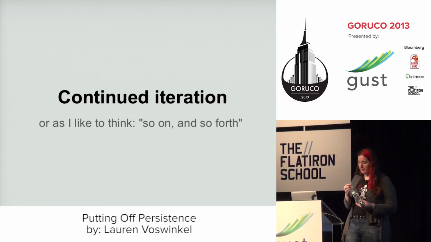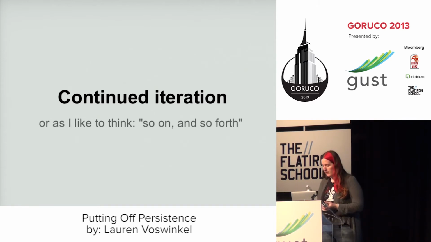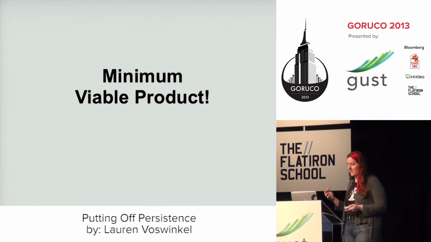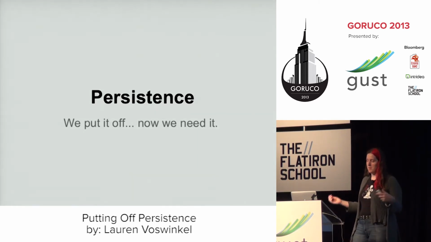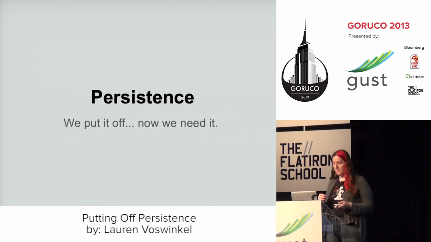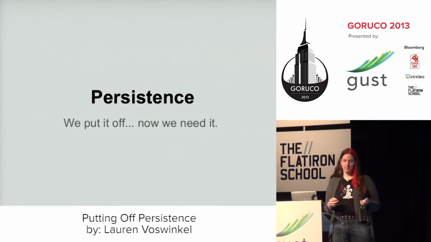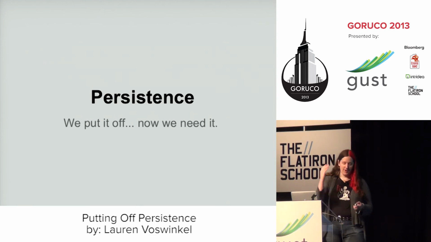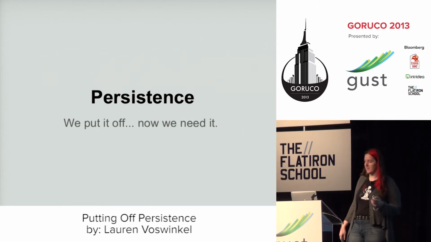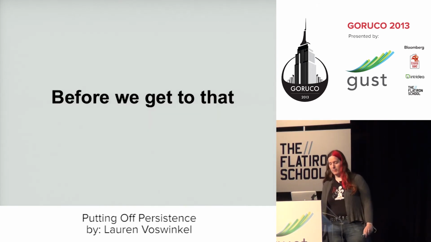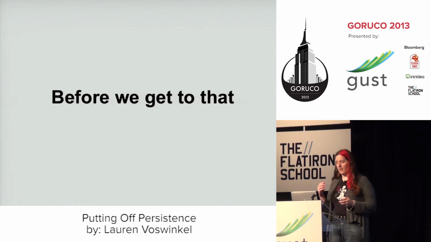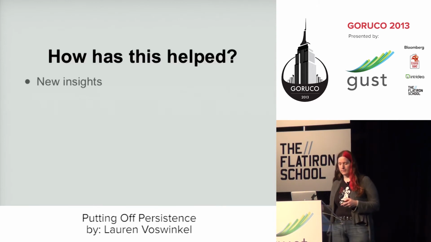So eventually, as we continue to do this, we get to a minimum viable product. And at this point, we've put off persistence, but now we need it. So it was fun, but our users are going to want to come back and see stuff that they did before, rather than just have everything that they wanted to save get destroyed when the process kills itself. That would be bad. But before we get to how to implement persistence, I'd like to talk about how this has helped in other ways.